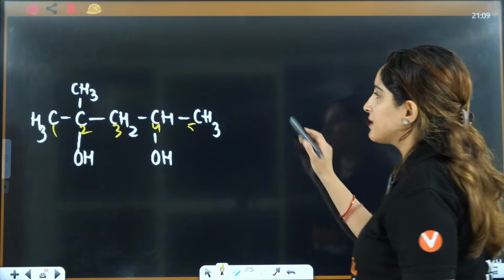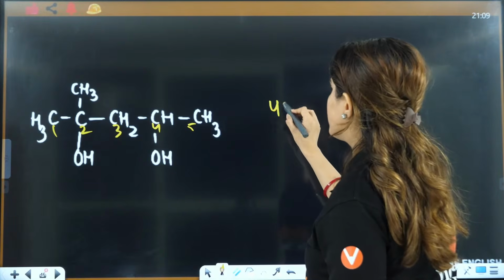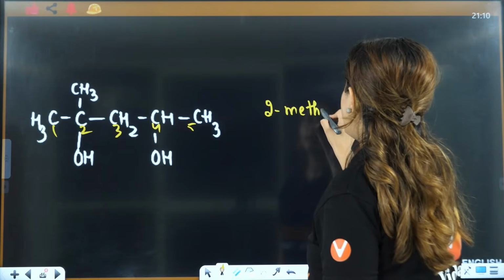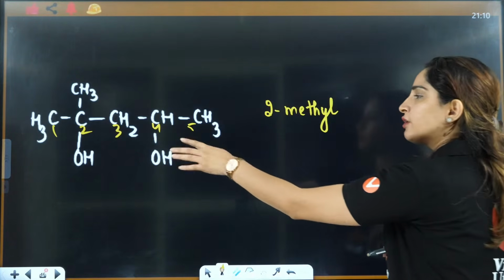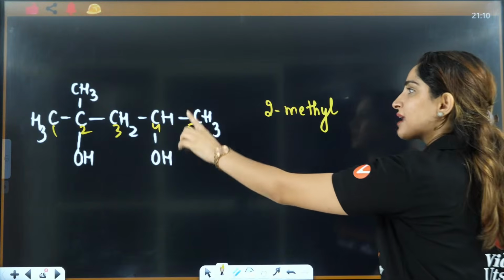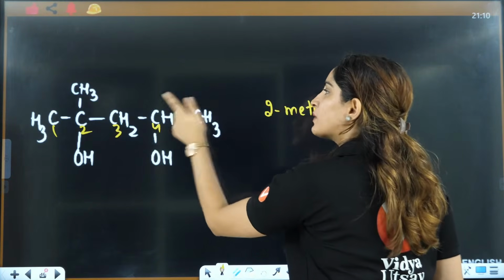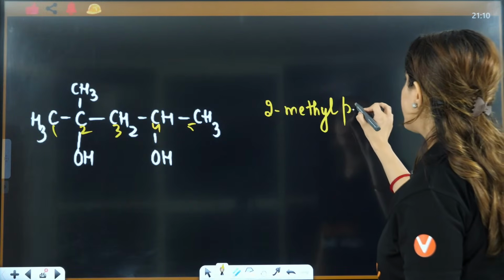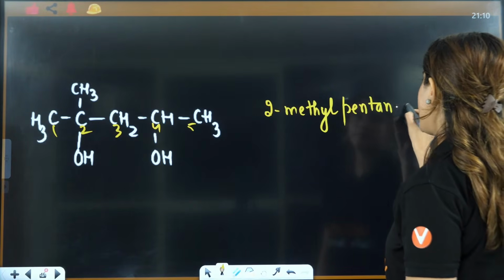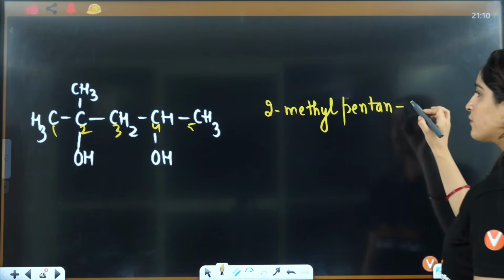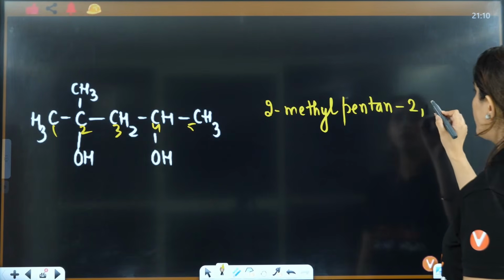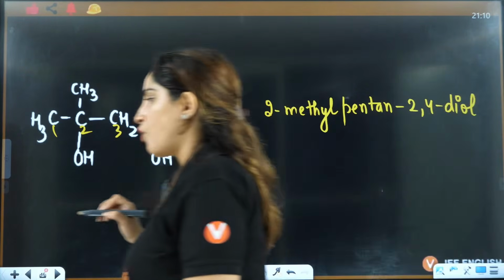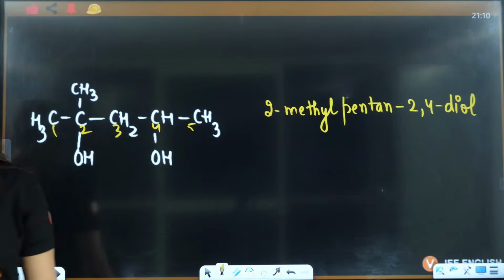So that means the answer will be 2 methyl. Either way you will have 2,4 diol. But in this case you are getting 2 methyl, in that case you will get 4 methyl. So I'll choose this one, 2 methyl it is. So it is pentane, E cancel, and you will have ol here. So it will be 2,4 diol, right? 2,4 diol, right everybody?